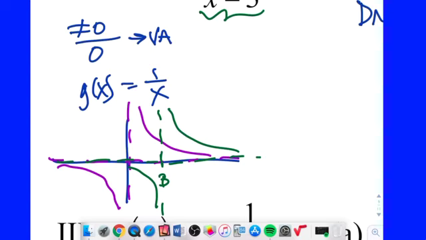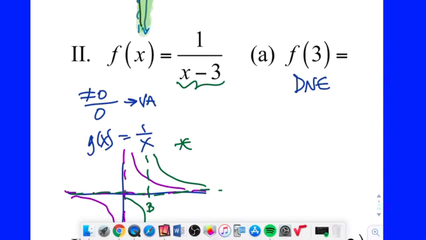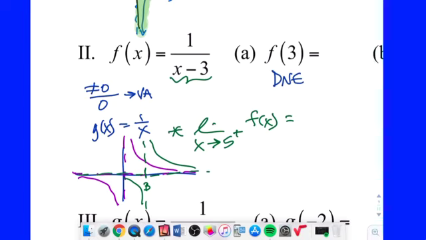Okay? What if I ask you, here's a bonus question. Same function. F of x is 1 over x minus 3. What would be the limit as x goes to 5 from the right-hand side? What would it be? Louder? 5. Nope, not 5. 1/2. Very good.